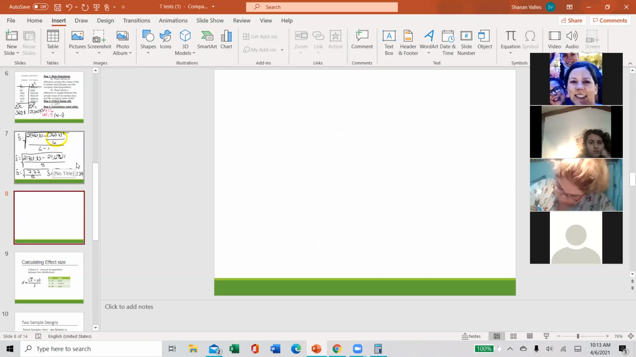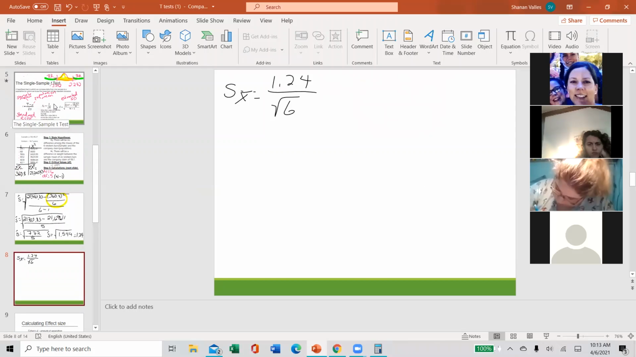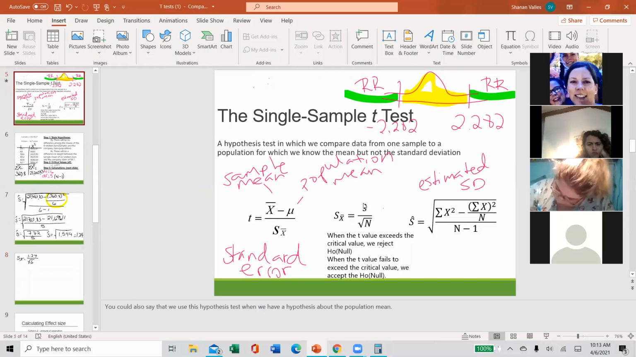So now to do our standard error, we take that 1.24 and we're going to divide it by the square root of our n, which was 6. Right here. Standard error.